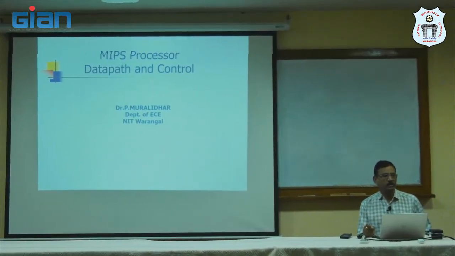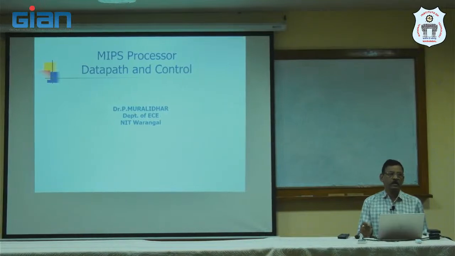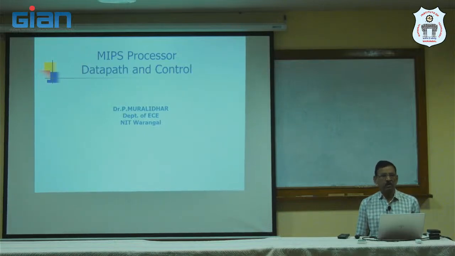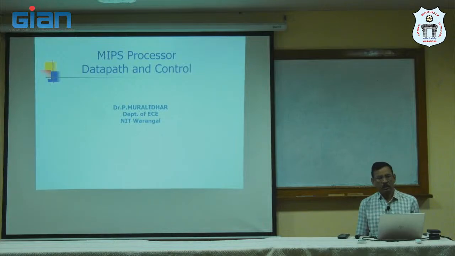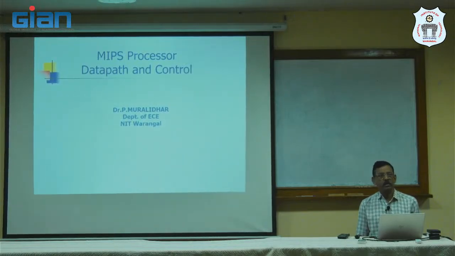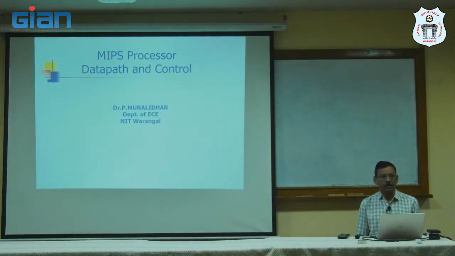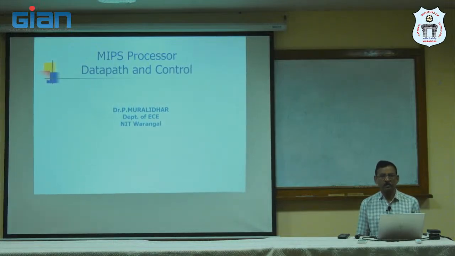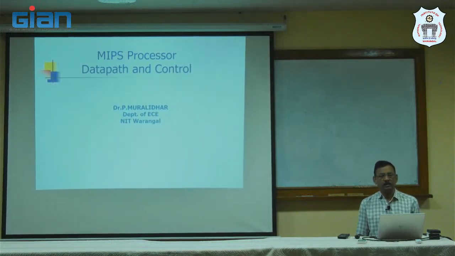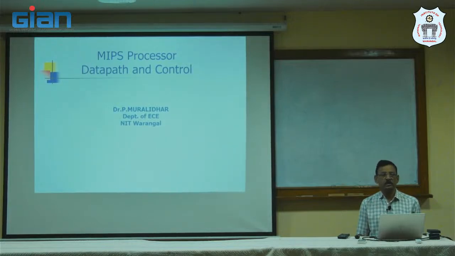Data path components in a digital system are mainly multiplexers, adders, encoders, decoders, and even sequential elements like registers and counters. They all come under the data path ALU. The controller we are going to design using FSMs, binary state machines, or algorithmic state machines. These are the sequential state machine tools we can use to develop the controller.